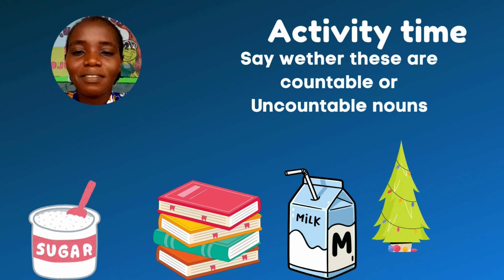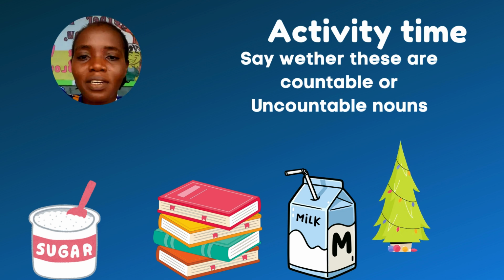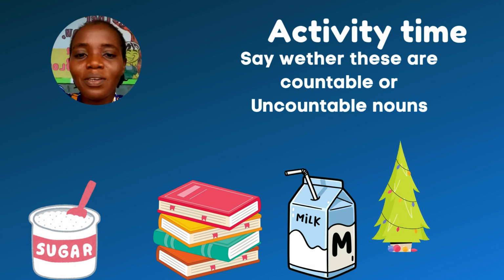Alright, sugar is an uncountable noun. Book is a countable noun. Milk is an uncountable noun. And tree is a countable noun.